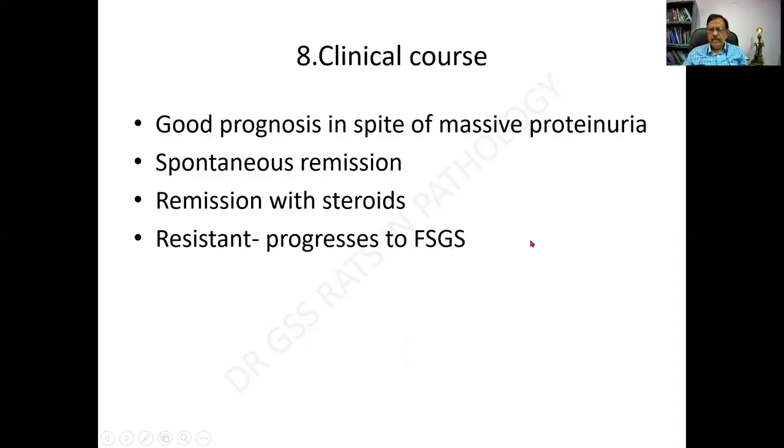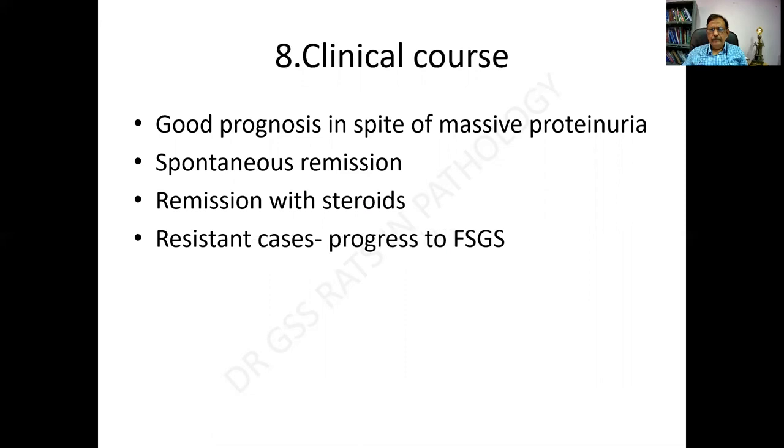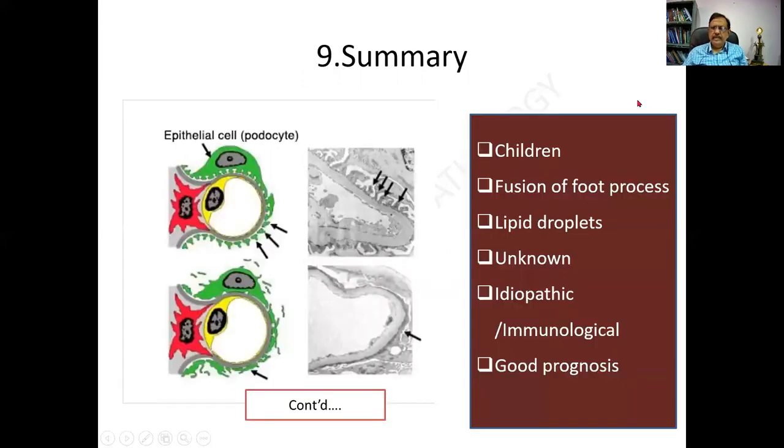So remember these points. Lipoid nephrosis itself has been asked as a short note, or it can be part of the essay. And this is a summary form. You find that common in children, loss of the foot processes, lipid droplets can be seen in the tubules. The origin is unknown or idiopathic. Some people say it is immunological, and the prognosis in general is good. And these are the diagrams, kindly have them in mind.